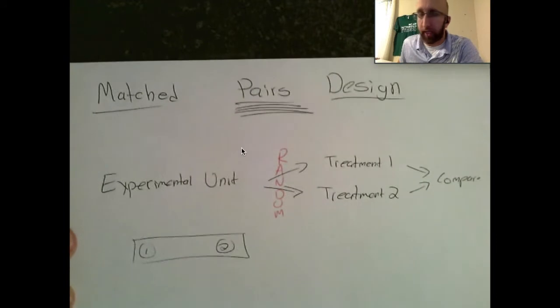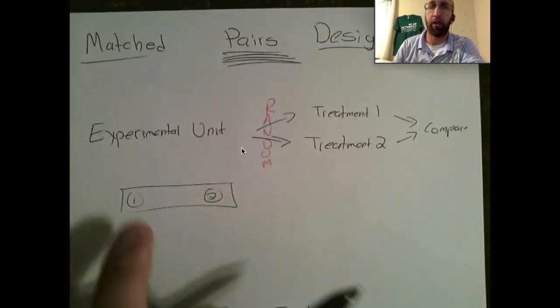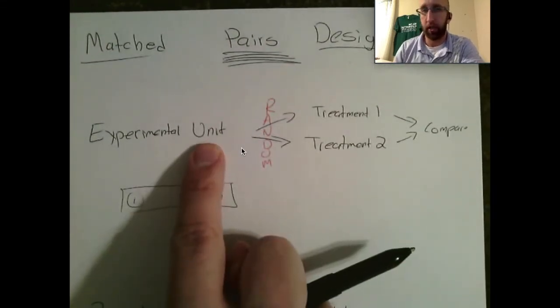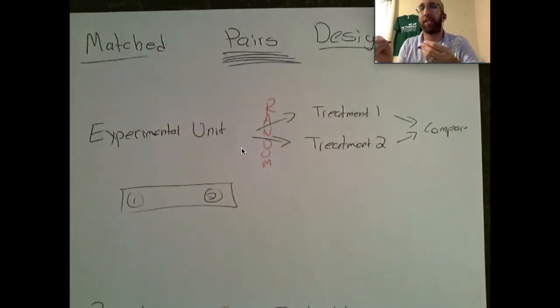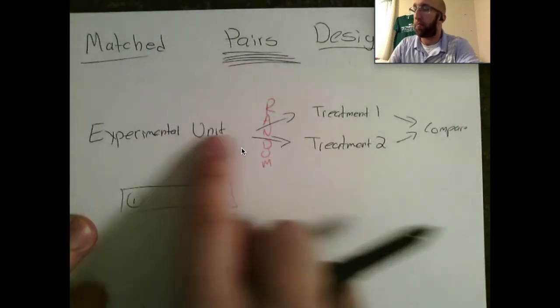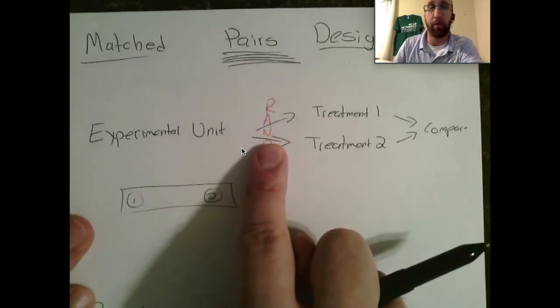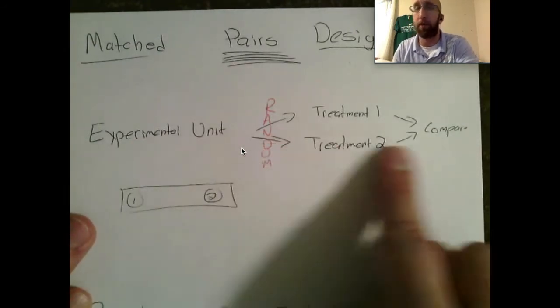So there's two ways I could see you pulling this off. Let's say you have an experimental unit, and it's going to receive both treatments, a pair of treatments. You're still going to randomly assign where these treatments happen, the order in which they happen, and compare results.